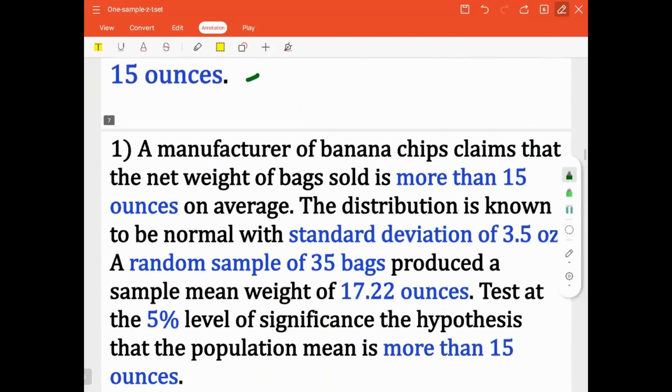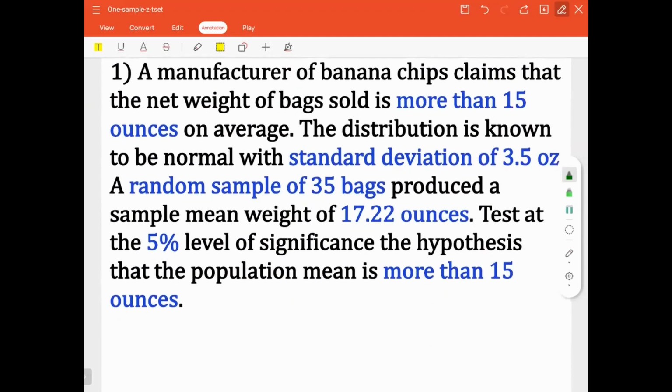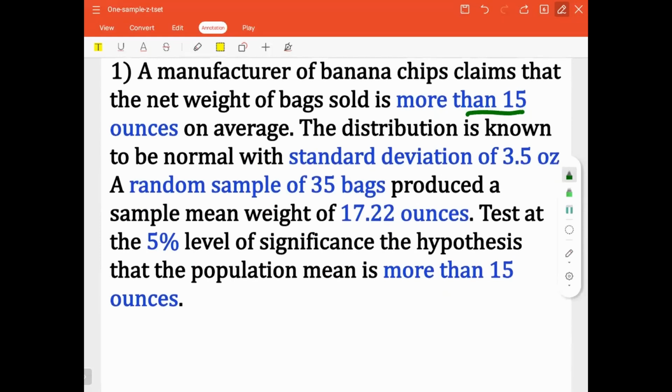Now, let's look at the given. Here we are given what? The value 15 ounces here is what we call the hypothesized mean. It is denoted by this Greek letter mu sub 0, read as mu null. Again, this is the value to be tested, so in this case, 15 ounces. This standard deviation of 3.5 ounces is denoted by sigma. This is the known standard deviation.